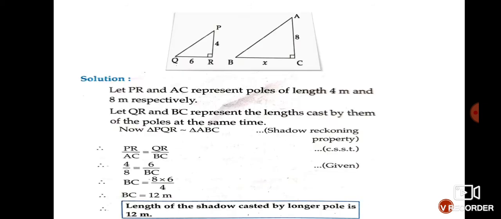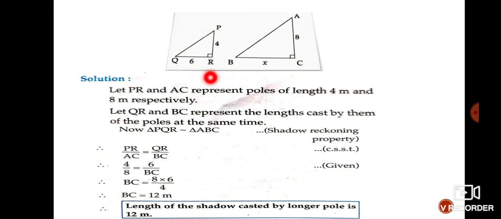So how do we prove that the triangles are similar? When you begin with the solution, you have to write what is given. So we need to write, let PR and AC represent the poles of length 4 meters and 8 meters respectively.